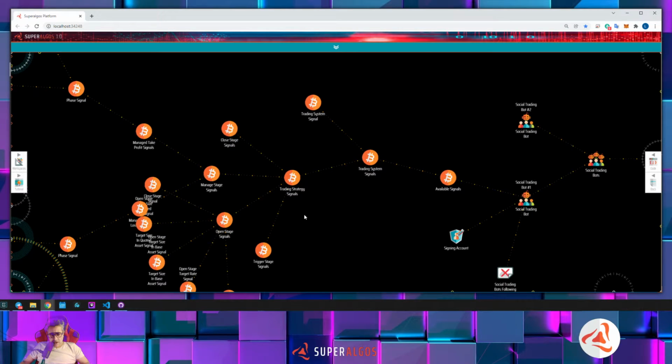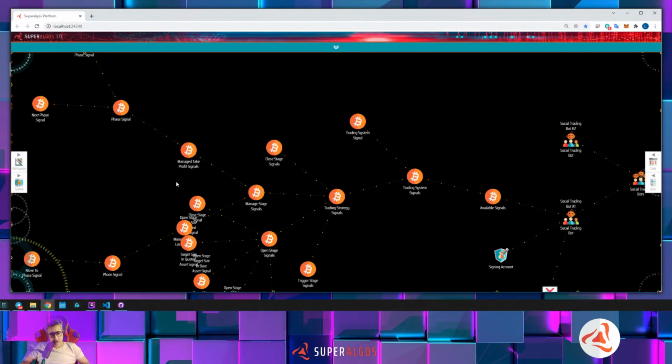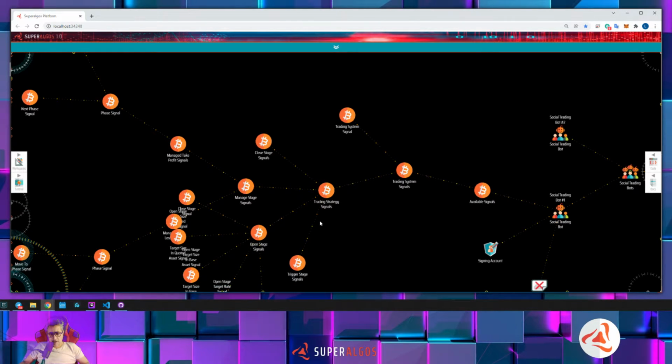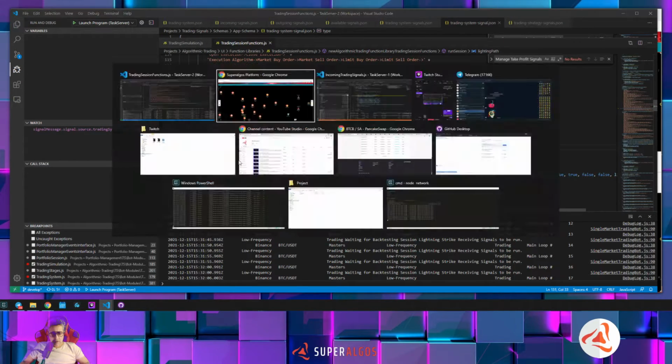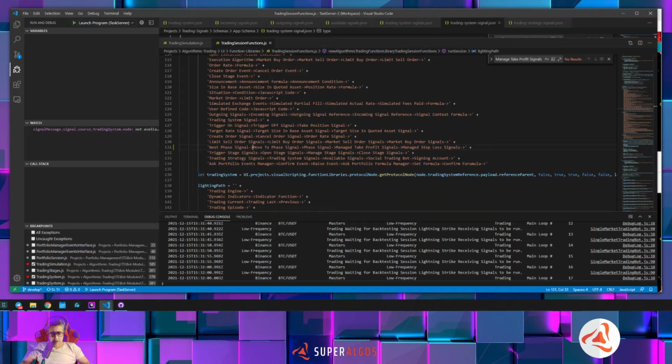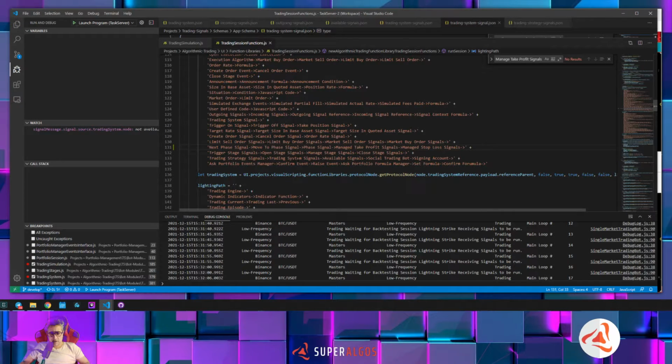So let me check, because I don't want to debug another half an hour to discover something else is missing. Let me check if all this is in there. Manage take profit, we already had. Manage stage signal, we saw it. Trading strategy signals. Trading system signals. Available signals. Social trading bot. Okay, so this was a good discovery.